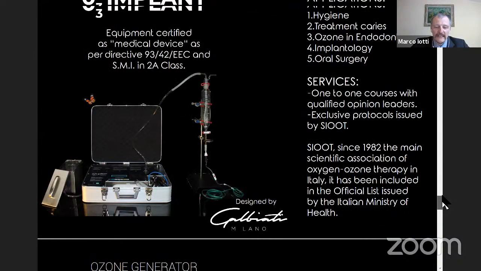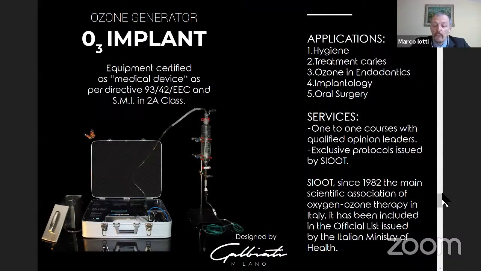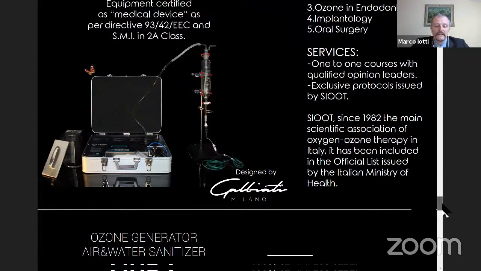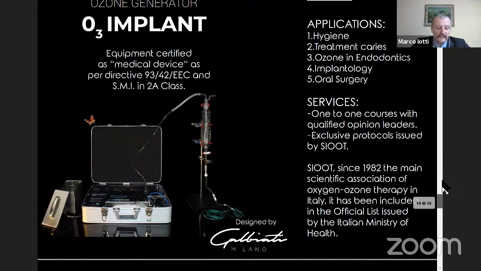And finally, O3 implant. O3 implant is the really wonderful and top professional machine that makes possible all you see in the upcoming video. The applications are in hygiene, treatment of caries, endodontics, oral surgery, very important in surgery, implants, very, very important. It is crucial to avoid periimplantitis, for example. That's really wonderful. Many other uses, like, for example, treatment of alveolitis and something like that. Ozone has really incredible results in dentistry.